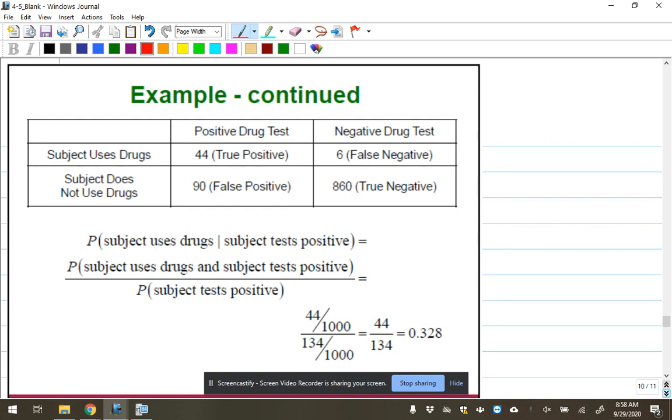The formula always works. Probability of subject uses drugs and subject tests positive. So that's 44 out of the 1,000 that we have here. If you total up all those numbers, 1,000. Probability that they test positive is 134 out of 1,000. Then they divided those and we got that same number. We got to it much quicker by just narrowing our focus on the table. The intuitive approach, I think, is a little easier if you've got a table. If they just give you the probabilities, then you have to use the formula.